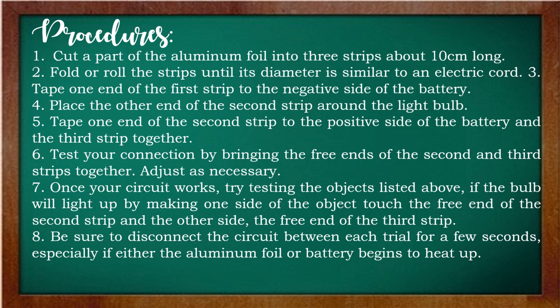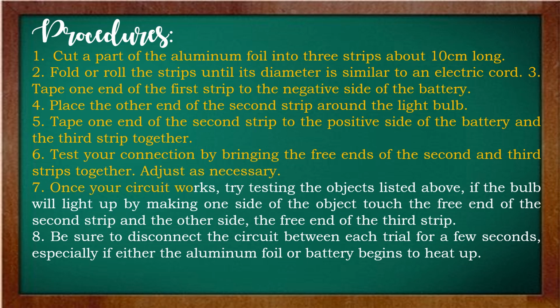Number 1, cut a part of the aluminum foil into 3 strips about centimeter long. Number 2, fold or roll the strips until its diameter is similar to an electric cord. Number 3, tape one end of the first strip to the negative side of the battery. Number 4, place the other end of the second strip around the light bulb. Number 5, tape one end of the second strip to the positive side of the battery and the third strip together.